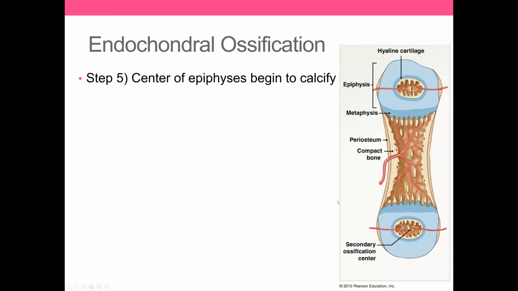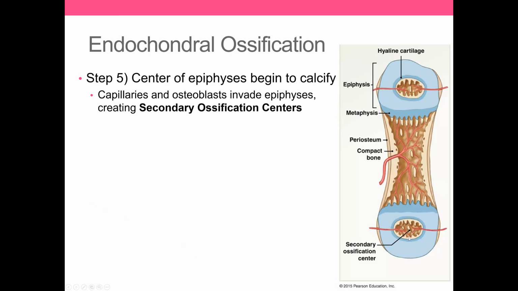Now, back to our steps. Now, step 5, remember our diaphysis is done. We still have to ossify the epiphyses, which are the ends of the bone. So in step 5, the center of the epiphyses are going to begin to calcify. And that happens because capillaries and osteoblasts, so more blood vessels and osteoblasts, are going to come into the epiphyses, and they're going to start creating bone. And we're going to call these the secondary ossification centers, because this happens later than that initial primary ossification center in the shaft or diaphysis.